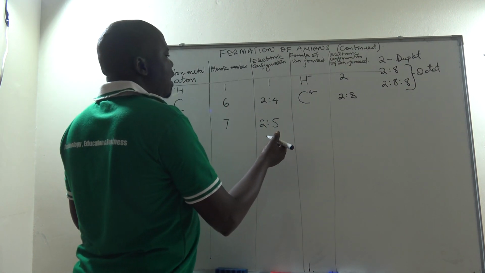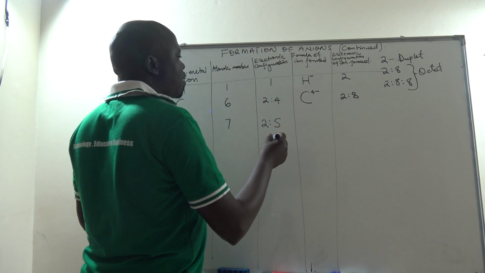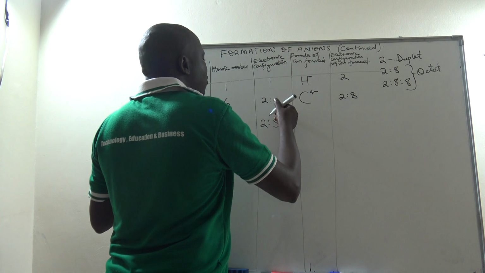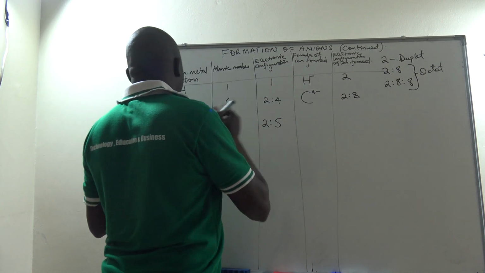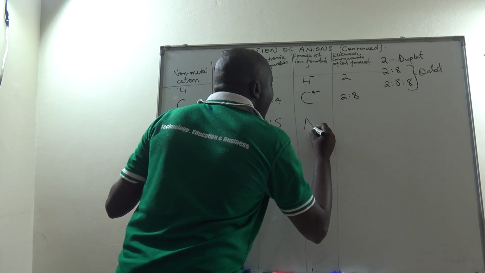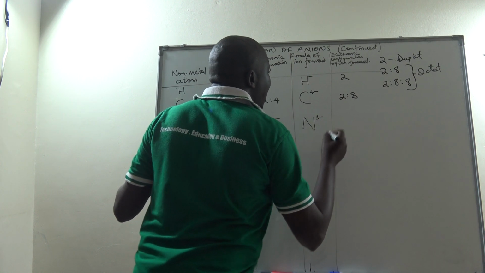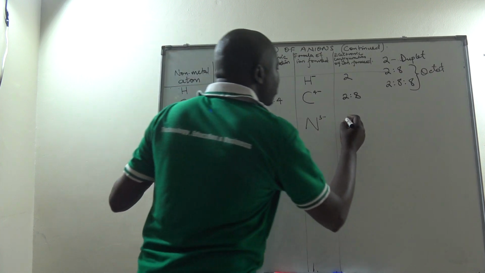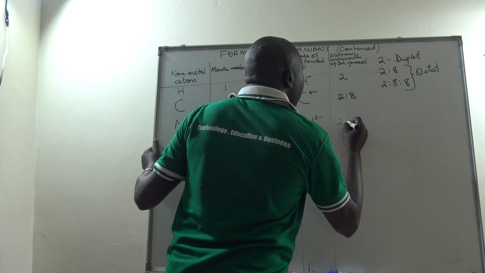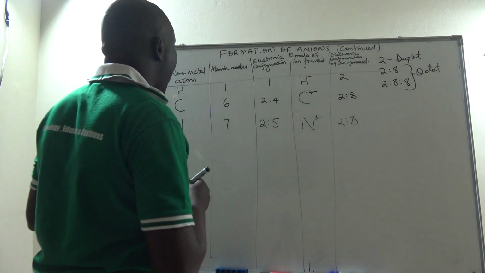It requires up to 3 electrons to fill its outermost shell. So when the 3 electrons are gained, which is equal to the valency of nitrogen also, then the nitrogen atom becomes a nitride ion with 3 negative charges. And the resultant electronic configuration here will be also 2, 8. So that one is for a nitrogen atom.